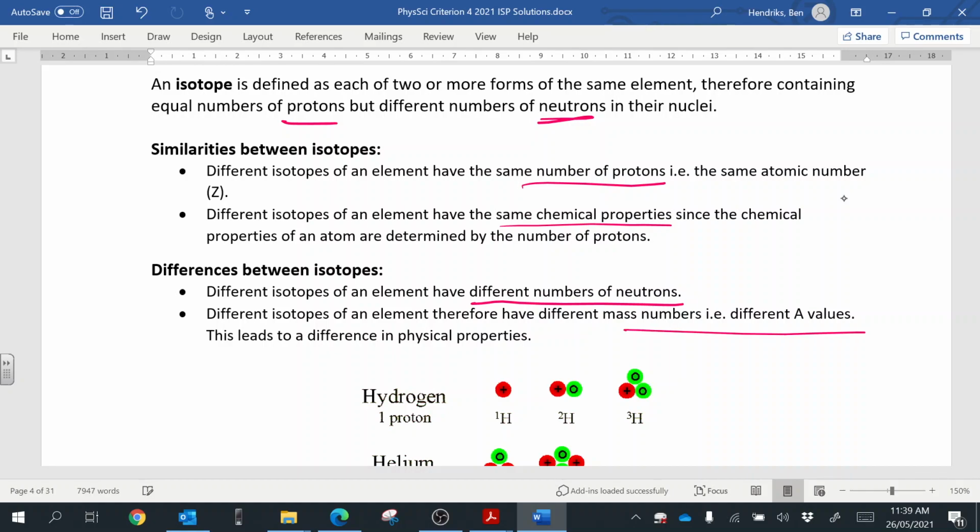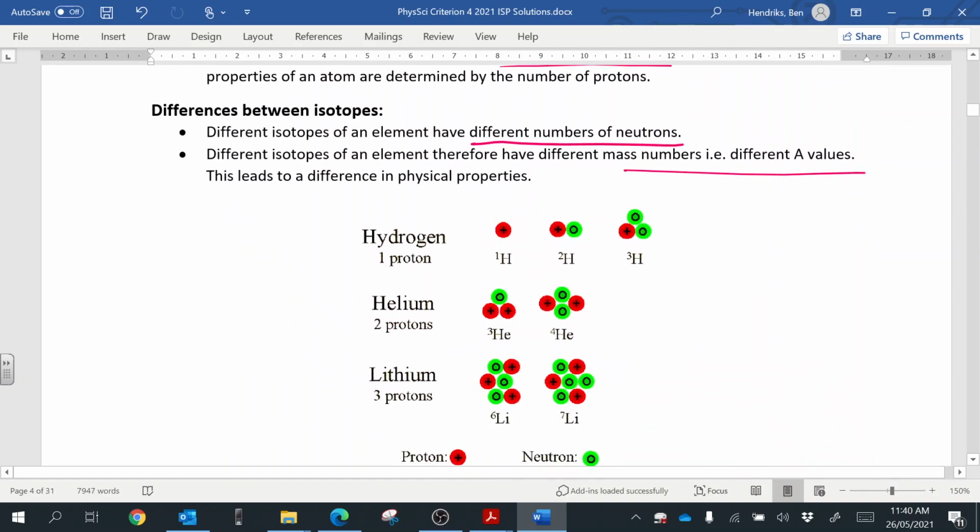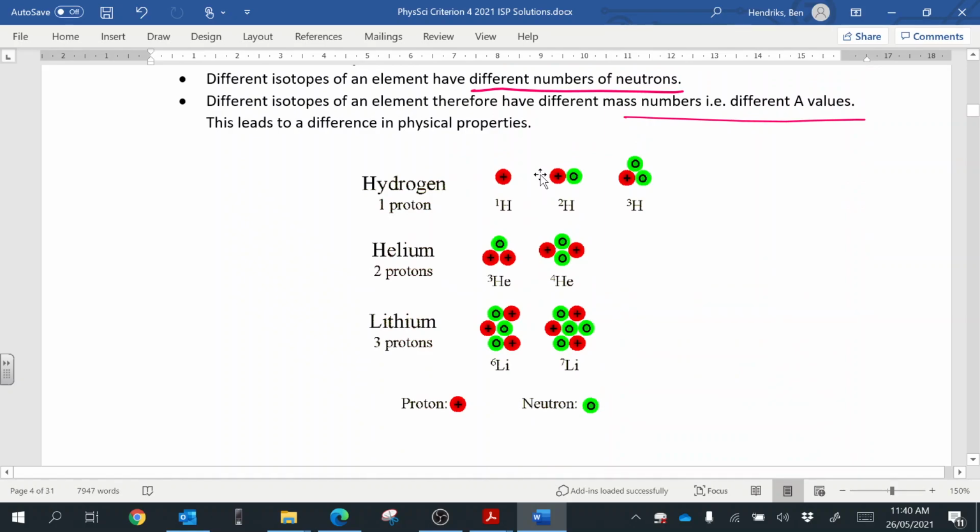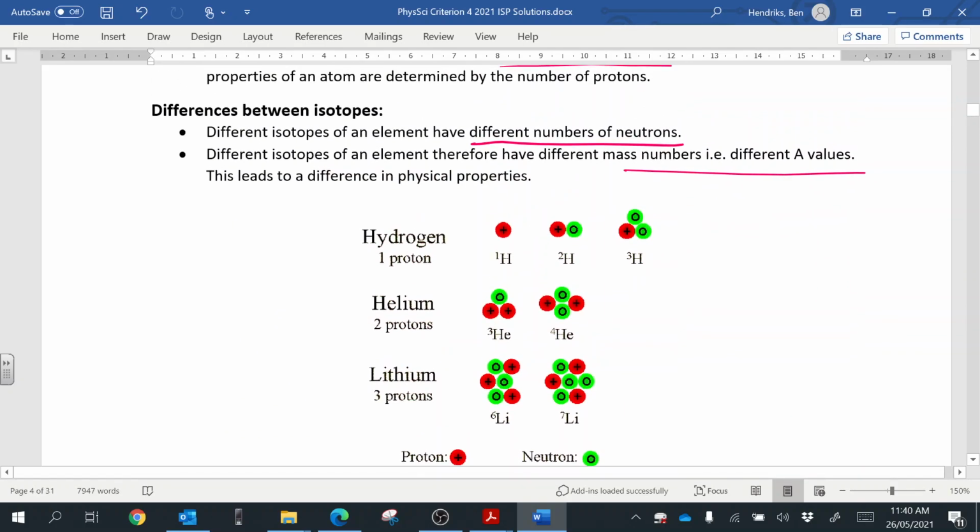Differences are they have a different number of neutrons, and different isotopes of an element therefore have different mass numbers. Okay, A is different. So up here we had Z was the same, so we have different numbers of A. And it leads to a difference in physical properties. So the chemical properties between isotopes are the same, but their physical properties are different. So we have some examples of isotopes for different elements.